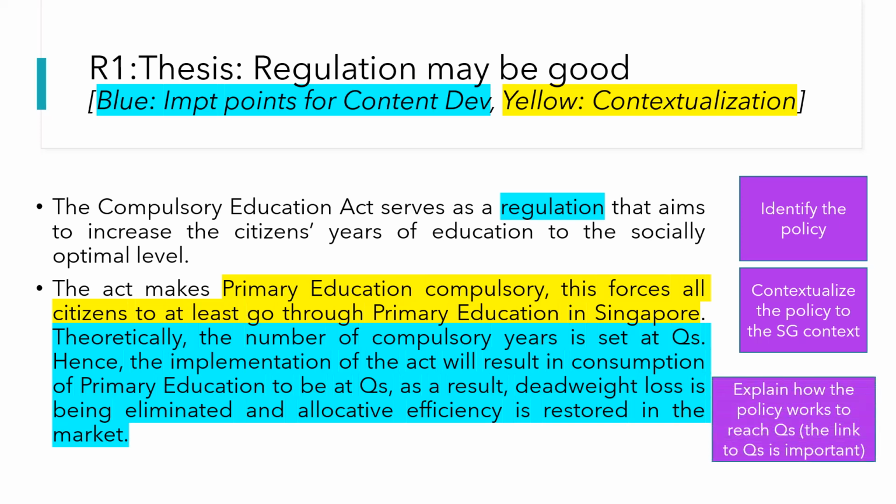Lastly, what I would like you guys to take note is that when we explain the mechanism of the policy, we need to show how the policy works to reach QS. So this is extremely important. If you do not show this, your answer will be severely lacking in economic analysis and will be deemed quite a weak answer if you don't show how the policy actually serves to reach QS.